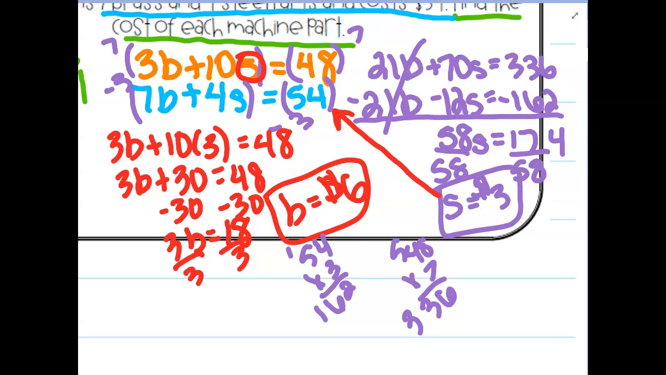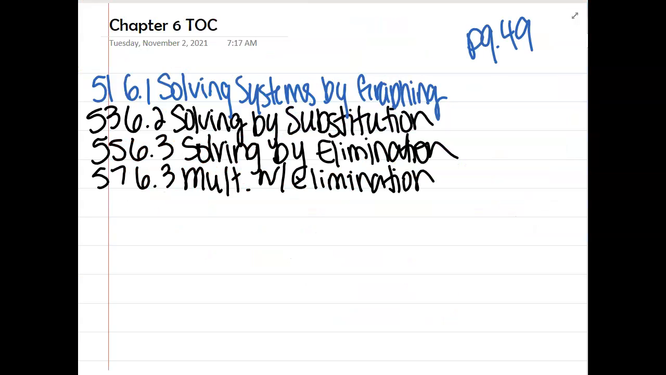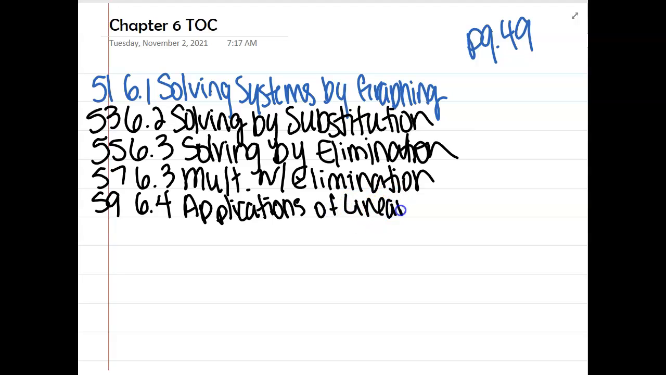Okay, let's get this glued into your table of contents. This should be on page 59. Section. Cut it in half. Sorry, cut it in half because the other half is going to be our examples. And we'll call it application of linear systems.